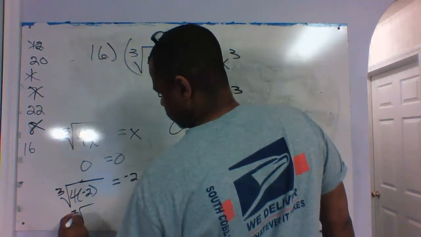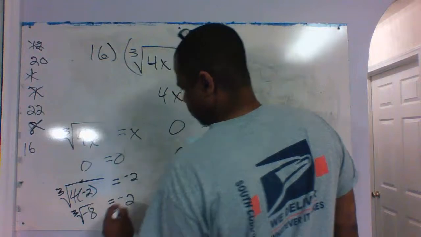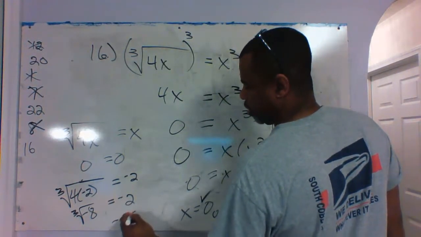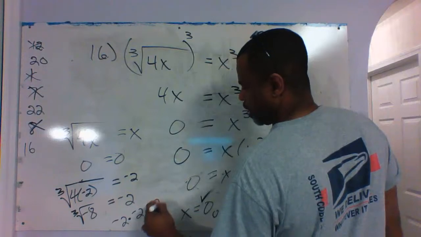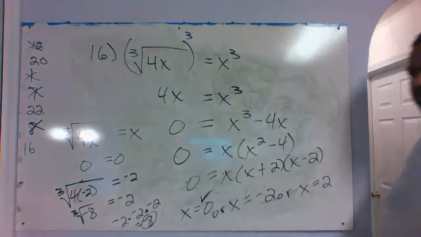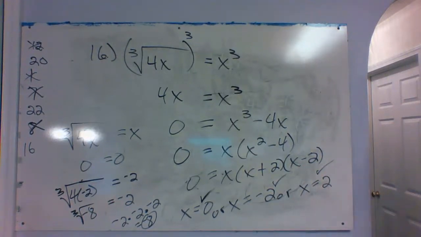So the third root of -8 is -2. Because if you think about it, you have -2 times -2 times -2. So isn't that -8? So basically, all three of these solutions that you found will work.